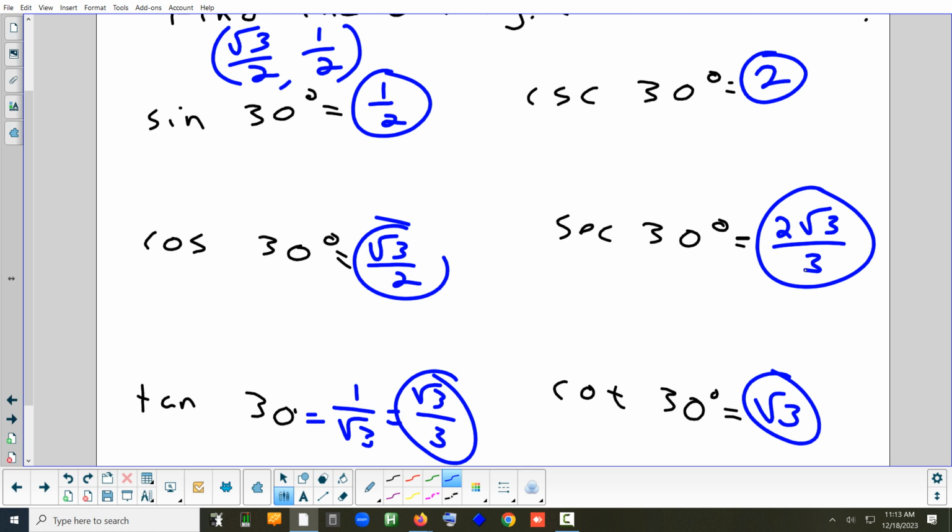So the sine is y, the cos is x, and tan is y over x. Y over x, okay. And the other 3 are just the flipped versions. Okay. 1 over y, 1 over x, and x over y. Yep, you just flip them.